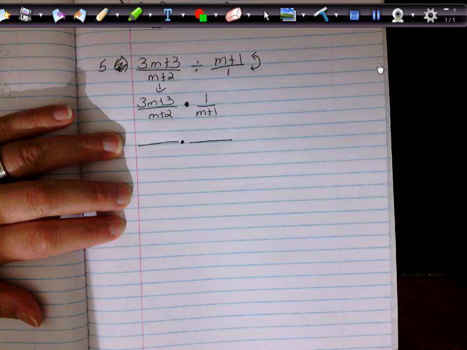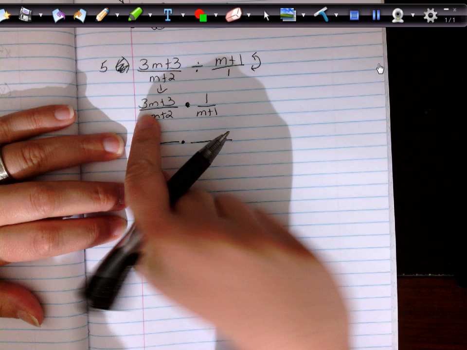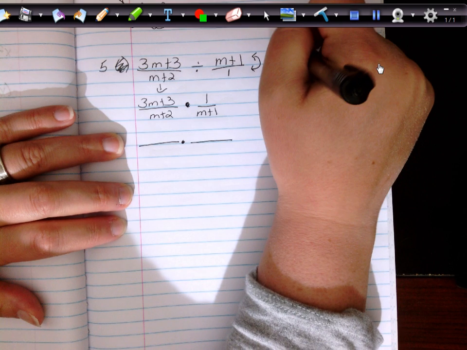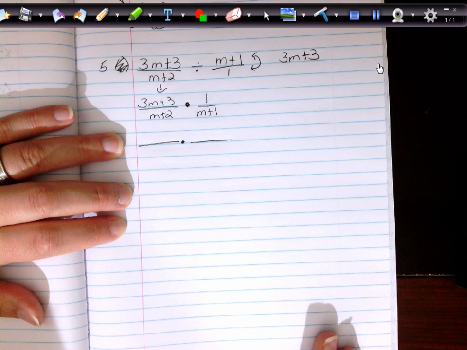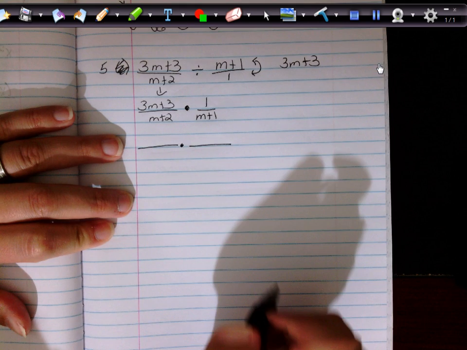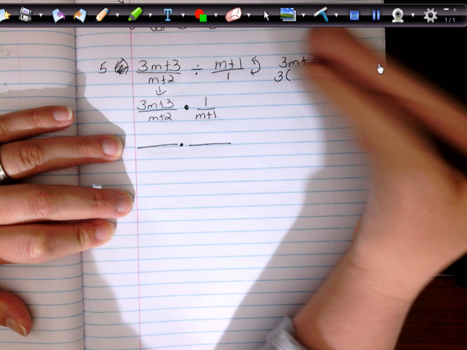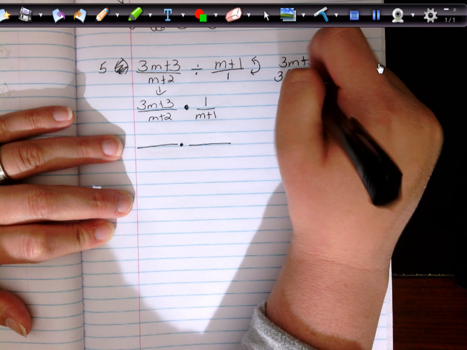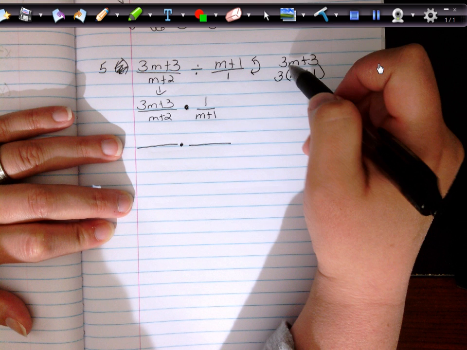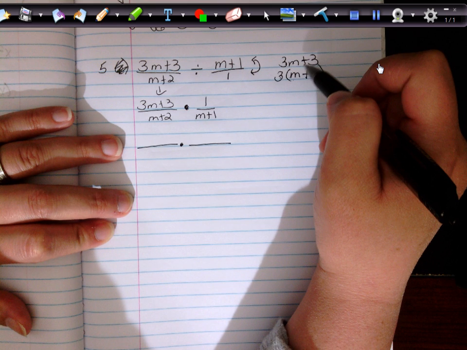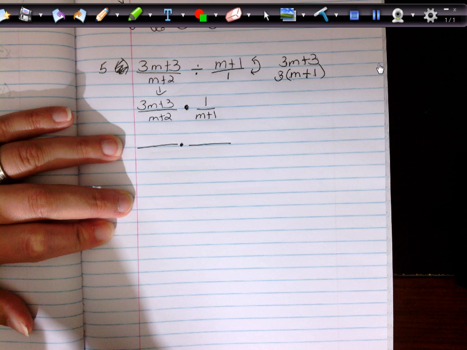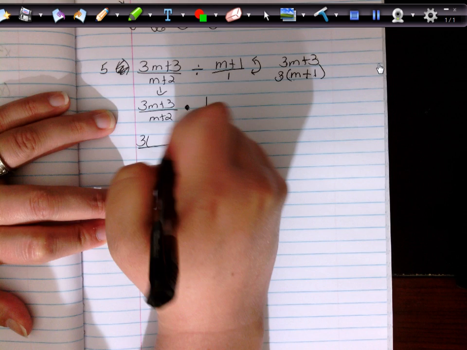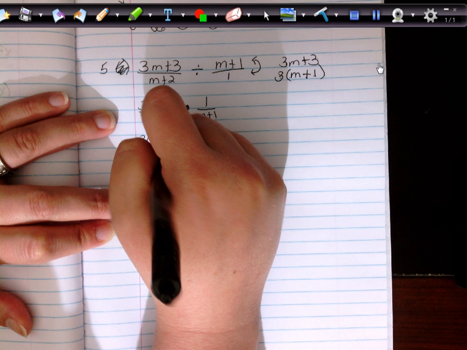I'm going to go through each one. My first one here is 3m plus 3. It's a binomial, so I have GCF or perfect squares. 3 is not a perfect square, but 3 and 3 have a 3 in common, so I can take out a 3. And I end up with m plus 1, because 3 divided by 3 is 1. And m plus 3 divided by 3 is 1. So I'm going to put that up here, 3 and m plus 1.